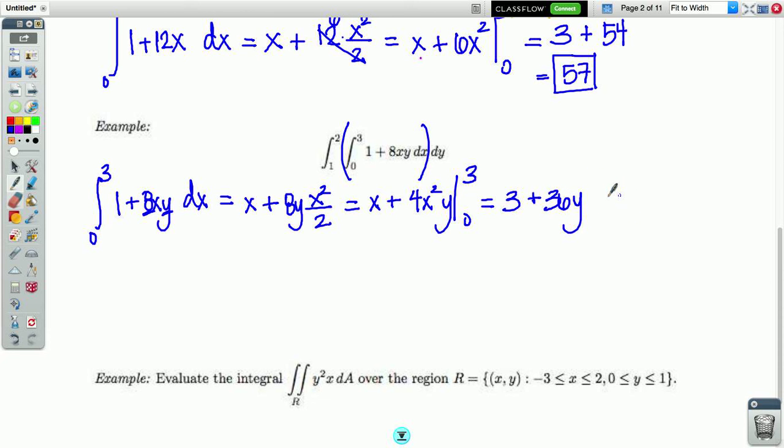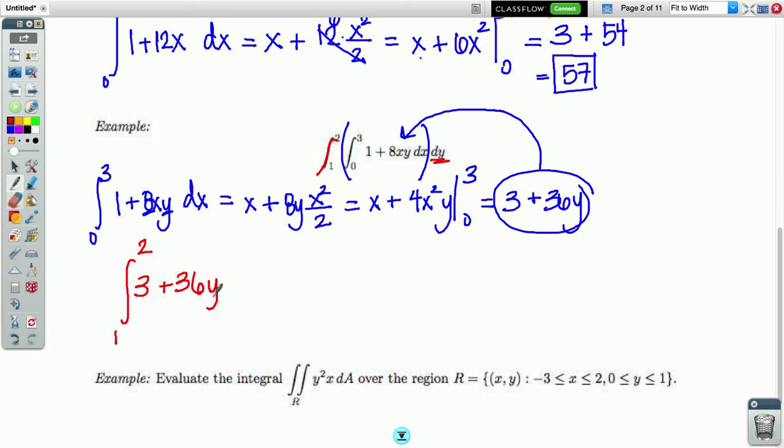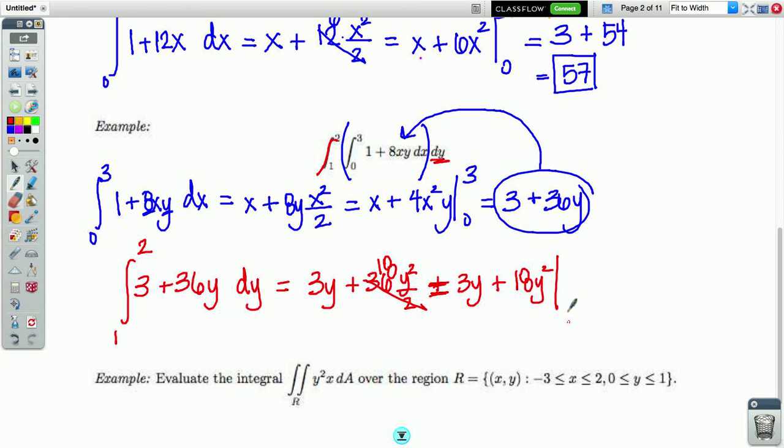So now that's my answer, that basically takes the place of this entire inside integral. And now I'm going to go back and do the same thing again, except I have a new integrand, and now I'm integrating with respect to y for this outside integral. So this is 3 plus 36y dy. So 3, since we're integrating with respect to y, integrates to 3y, and 36y integrates to 36y squared over 2, or in other words, 18y squared. So I've got 3y plus 18y squared, and I'm going to evaluate from 1 to 2.